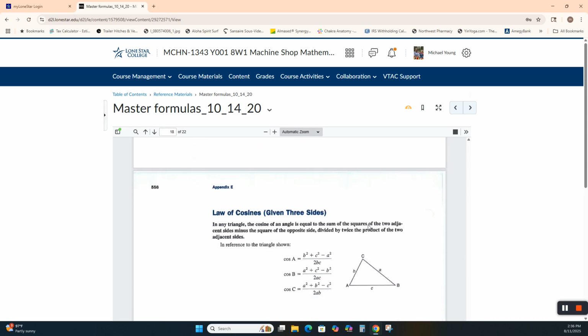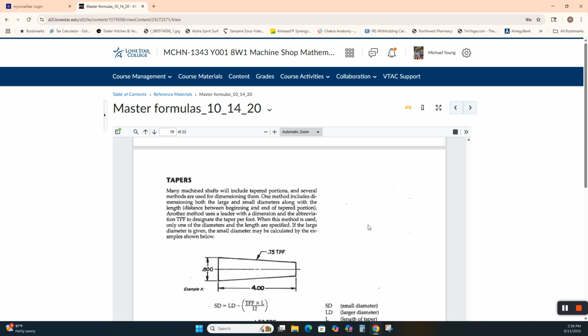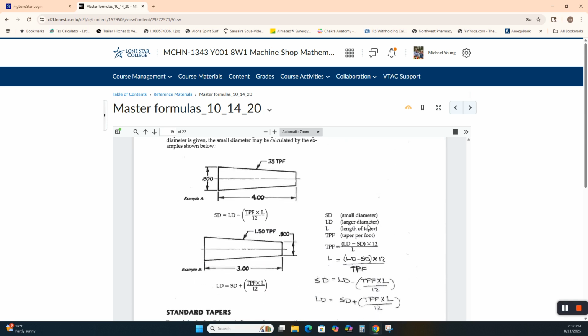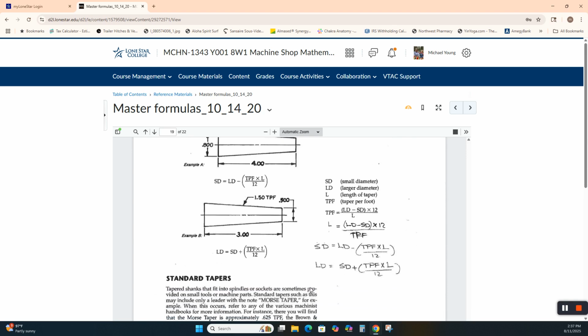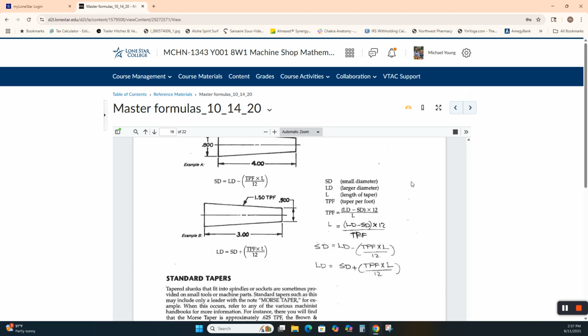All right. Law of cosines, given three sides, blah, blah, blah. Tapers, you'll be working out some tapers. And I algebraically did all this for you. And yes, this came out of the blueprint book. And you'll round the numbers in this course the way I tell you to in the video. I don't care what they told you in blueprint reading. That was for drawing purposes, not for engineering and manufacturing purposes.